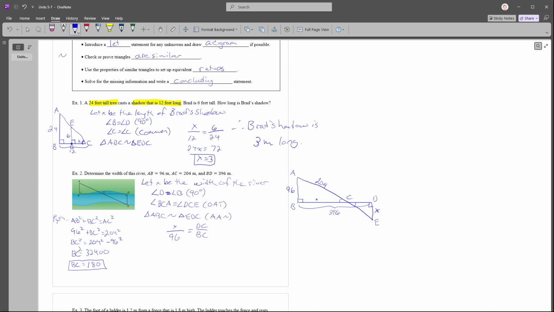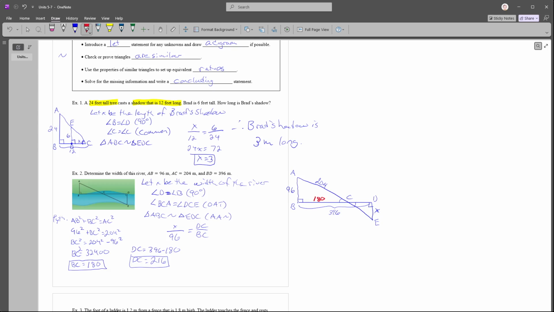Okay, so we now know that this, let me just switch my color up here, that this is 180. We just calculated that. So if I know that this is 180 and this whole thing is 396, that means I can actually calculate DC as well. So I could say DC is equal to the whole thing, which is 396, minus the portion that we just calculated, which was 180. And what we end up with is DC is equal to 216.